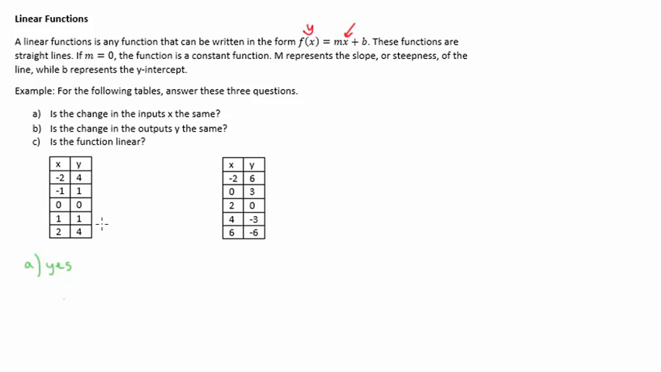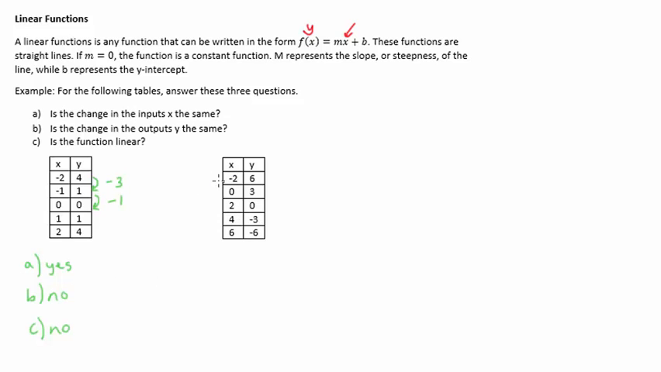For part B, from here to here, we would subtract 3 to get from 4 to 1. From here to here, we have to subtract 1, so we already can see that that change is not the same. So that's a no. If either of these are no, or if both of them are no, that means our function is not linear. So part C, no, our function's not linear.